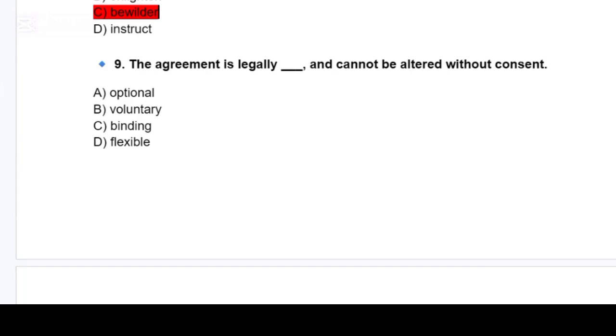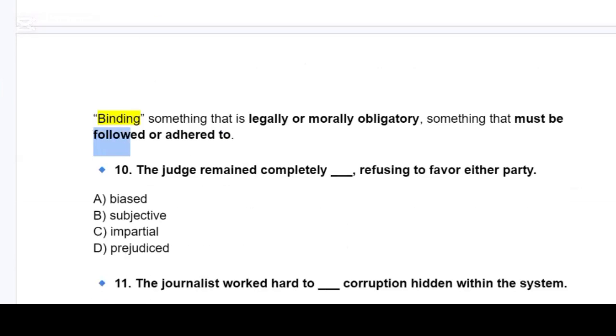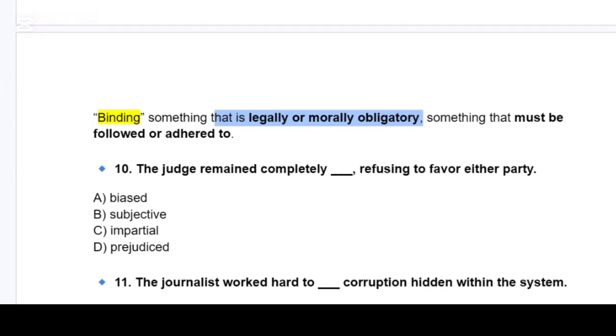The agreement is legally dash and cannot be altered without consent. The agreement was legally dash that cannot be altered. Optional, voluntary, binding, flexible. Flexibility is when you can alter something. But in this sentence, there is no option for alteration. So it is legally binding. Binding means something that is legally or morally obligatory and must be followed or adhered to.